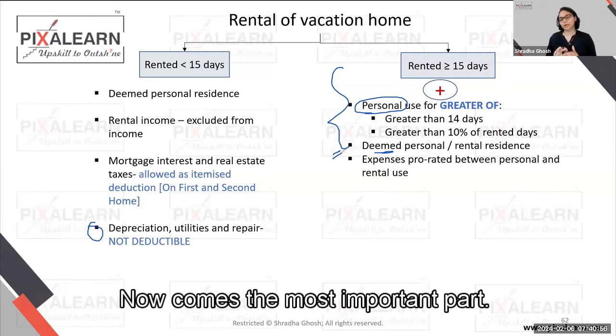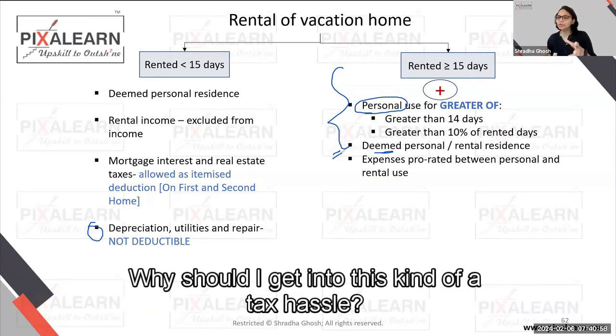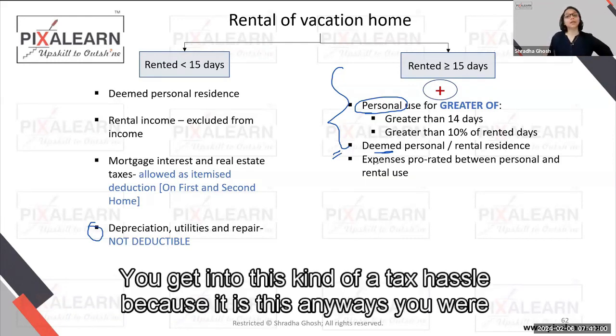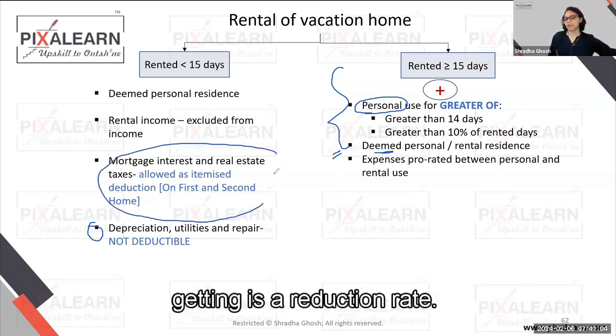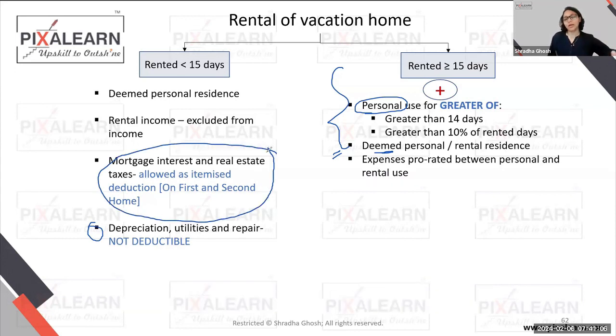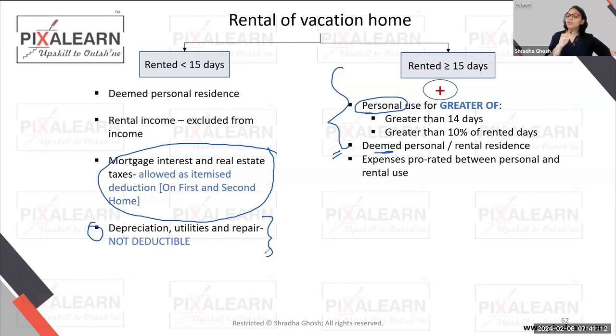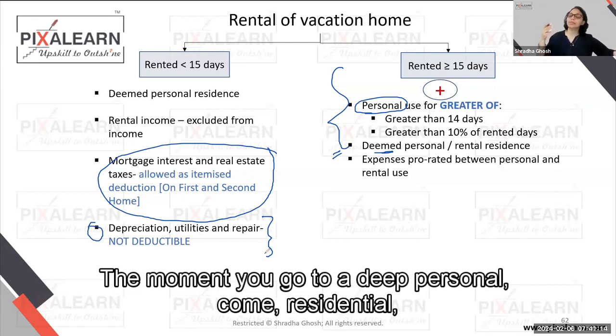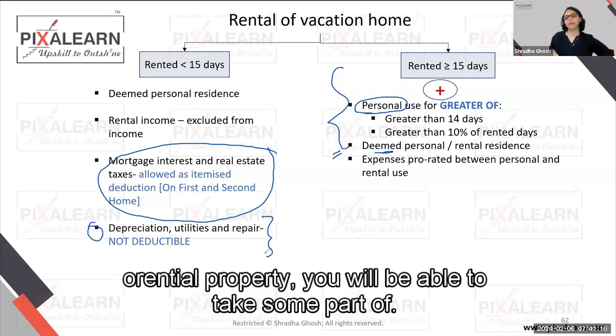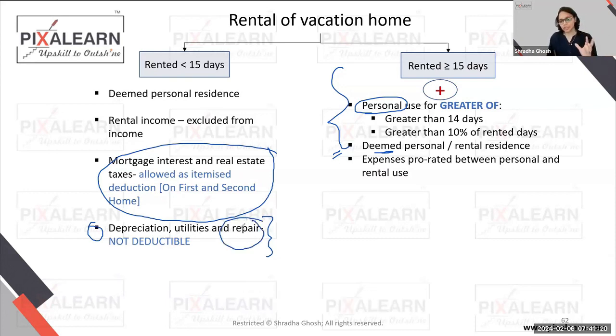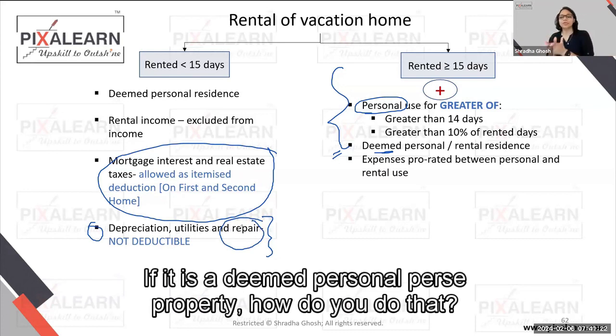Now comes the most important part. What is the benefit? Why should I get into this kind of a tax hassle? You get into this kind of a tax hassle because, see, this you were anyways getting as a deduction, right? This is not a problem. The benefit is, all of this which was outside the tax net, the moment you go to a deemed personal-cum-residential rental property, you will be able to take some part of this as a deduction if it is a deemed personal plus rental property. And how do you do that?